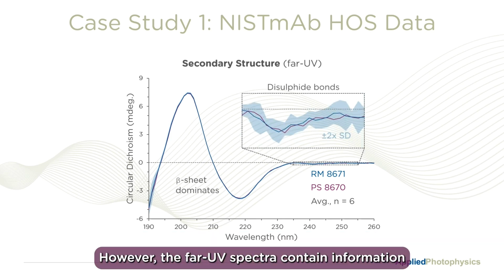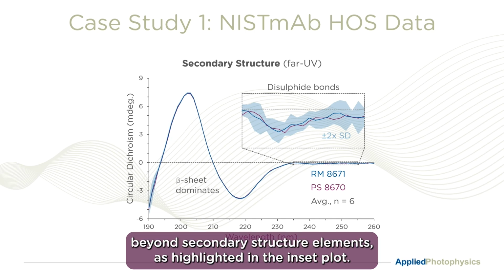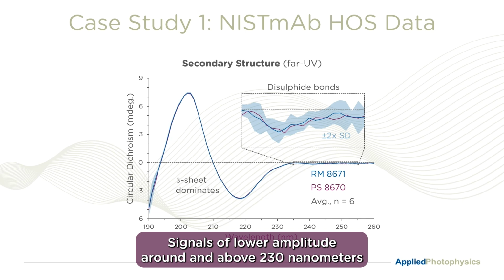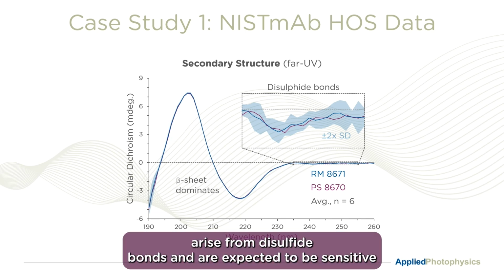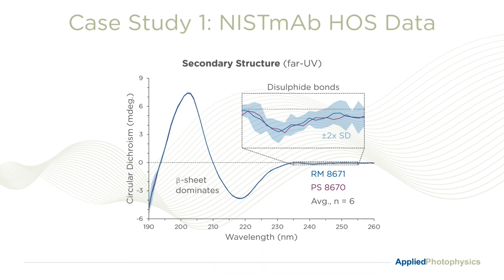However, the far UV spectra contain information beyond secondary structure elements. As highlighted in the inset plot, signals of lower amplitude around and above 230 nanometers arise from disulfide bonds and are expected to be sensitive to the dihedral angles of these bonds.